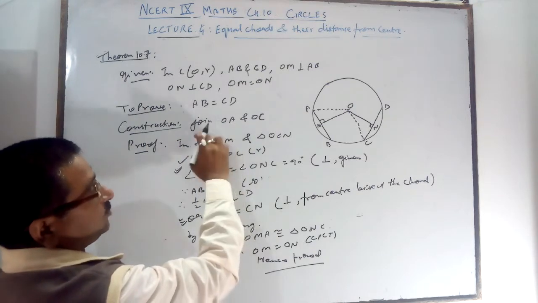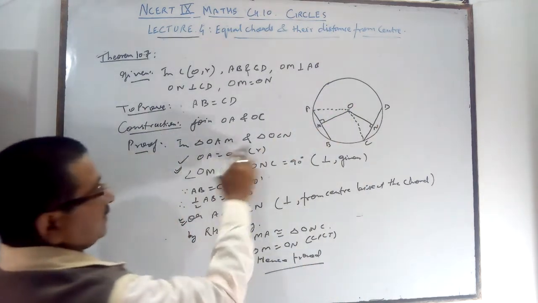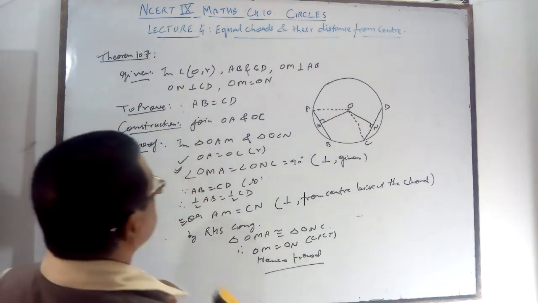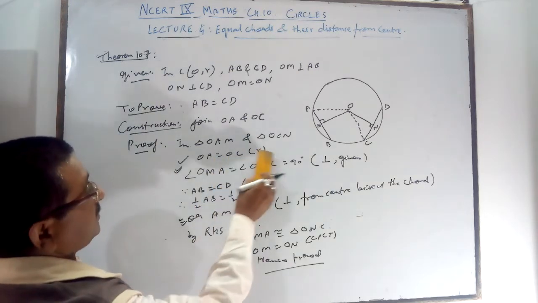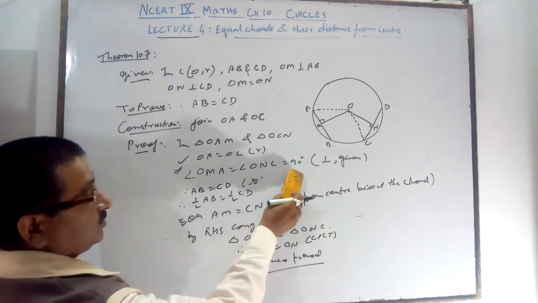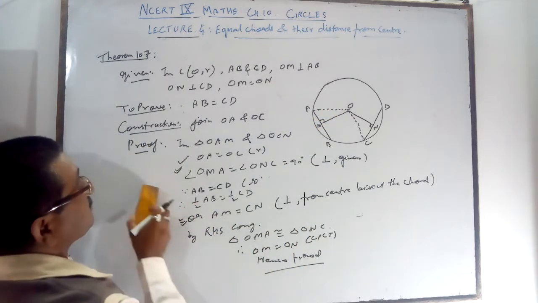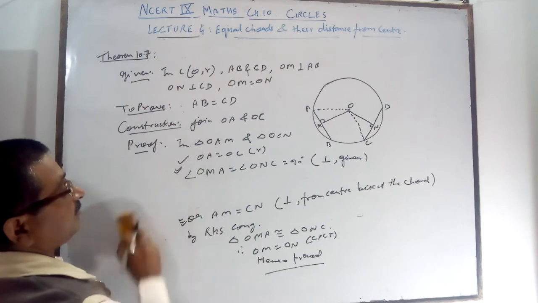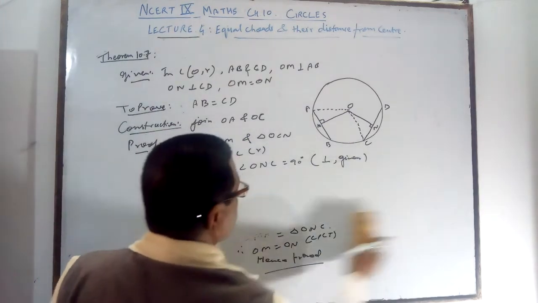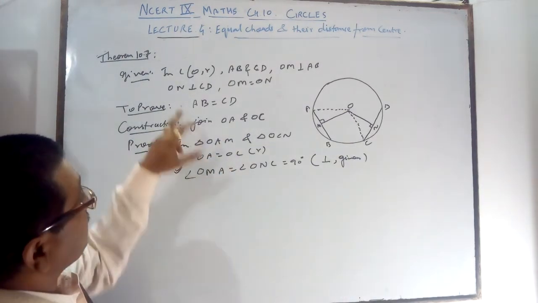Construction will be the same. Join OA and OC. The triangle will be the same. Here OA is equal to OC, it is the same. The angle is also the same because it is 90 degrees. What is not given? Here this part will not be there. How will you do this? Here there is no problem.